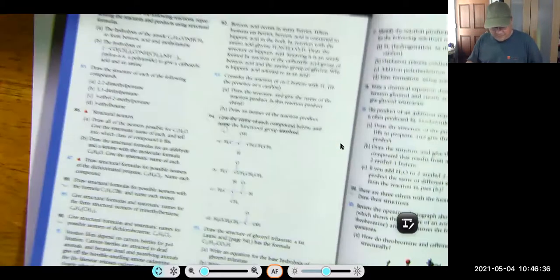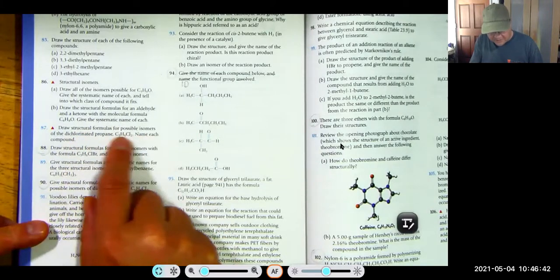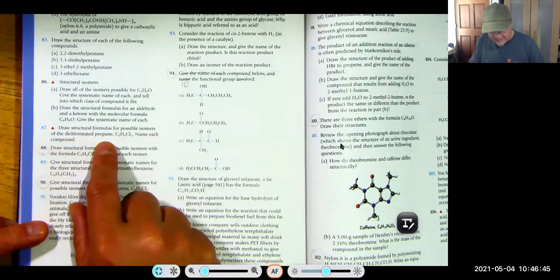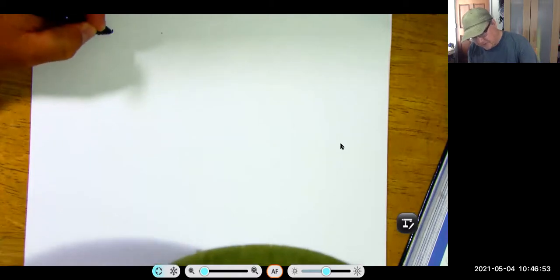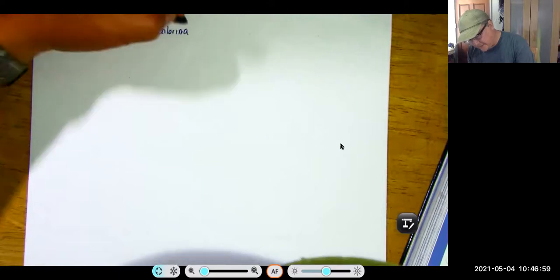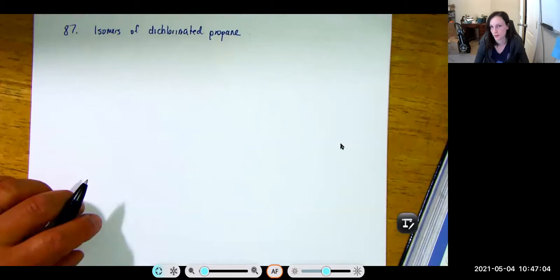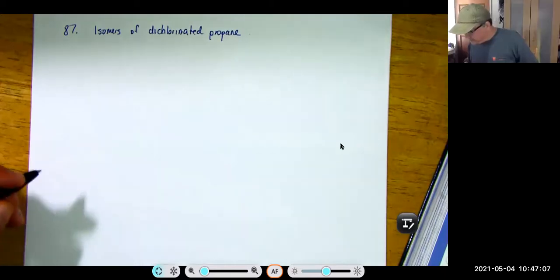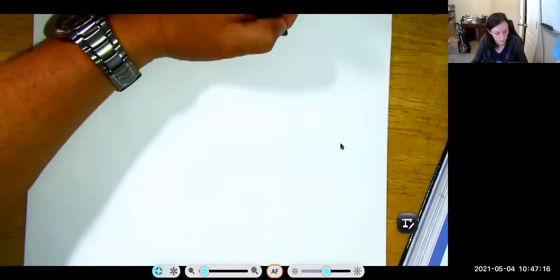87. Draw structural formulas for possible isomers of the dichlorinated propane. Name each compound. So the name of this would be dichloropropane, right? Right. Okay, for the beginning part. Beginning part. Yep.